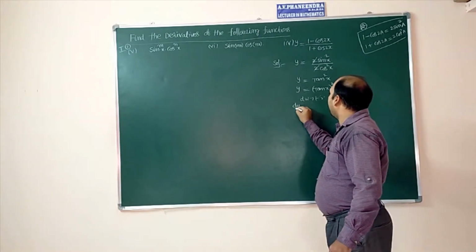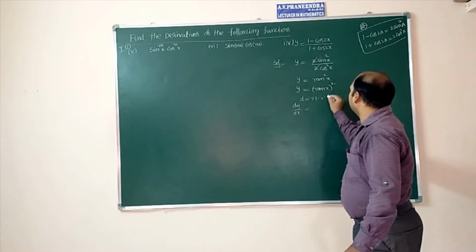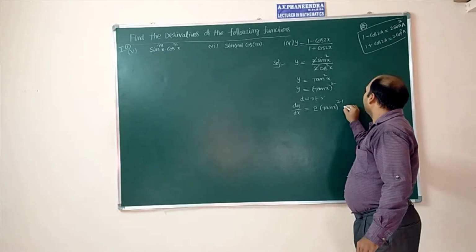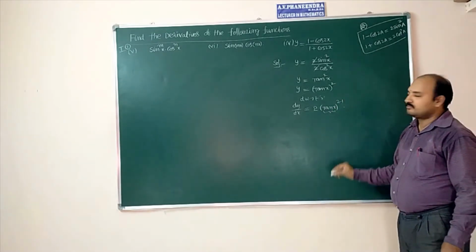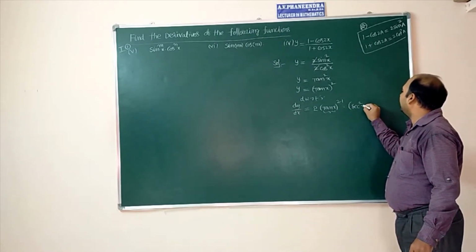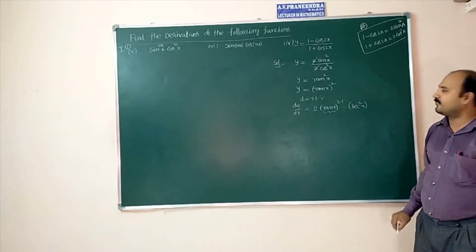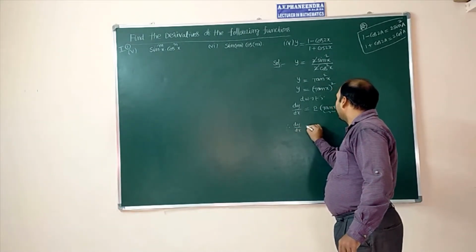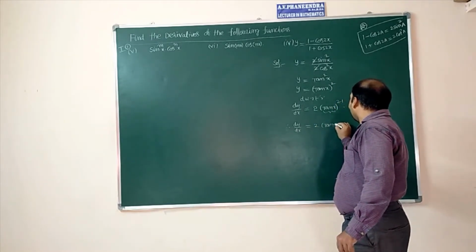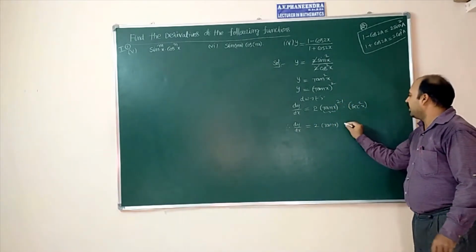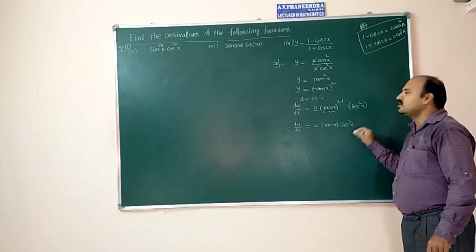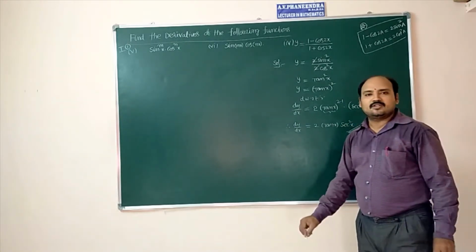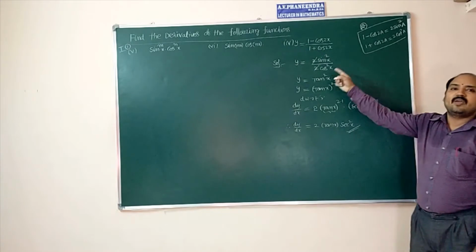dy by dx is equal to 2 into tan x whole power 2 minus 1 into d by dx of tan x, which is secant square x. Now onwards write directly, no need to write separately d by dx of tan x. Directly secant square x. Therefore, dy by dx equal to 2 into tan x whole power 2 minus 1, which means 1. So 2 tan x into secant square x. If you want to simplify more, you can simplify, otherwise leave it. It's not a problem. Like this, you have to get the answer without using the u by v formula.